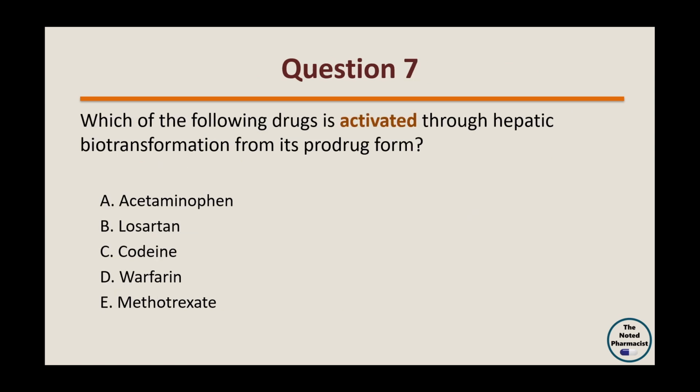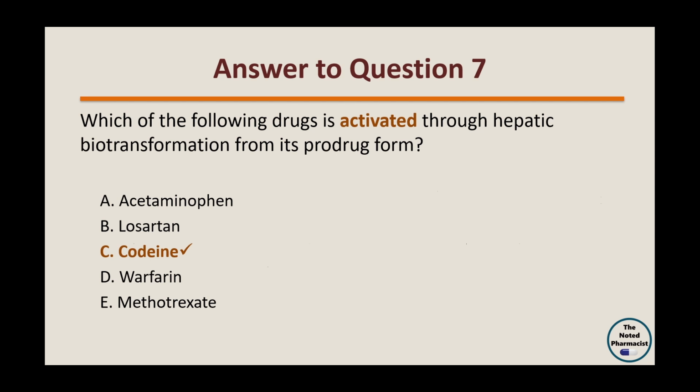Question 7. Which of the following drugs is activated through hepatic biotransformation from its prodrug form? Option A, acetaminophen. Option B, losartan. Option C, codeine. Option D, warfarin. Option E, methotrexate. The correct answer is option C, codeine.